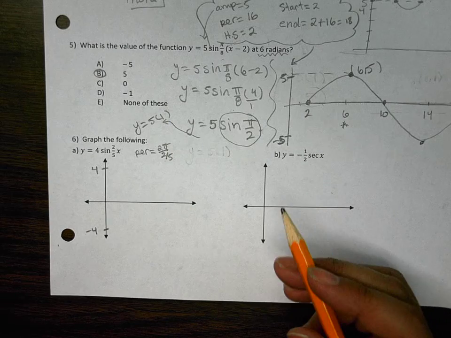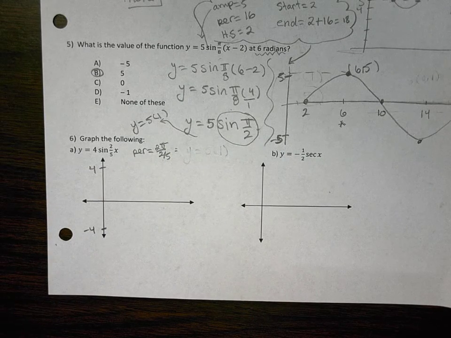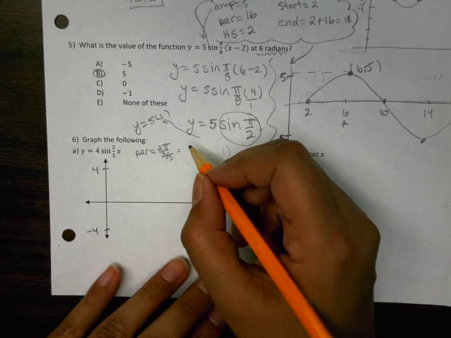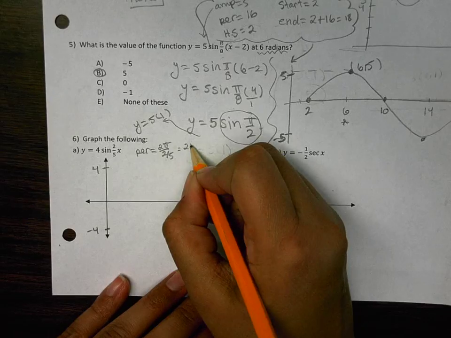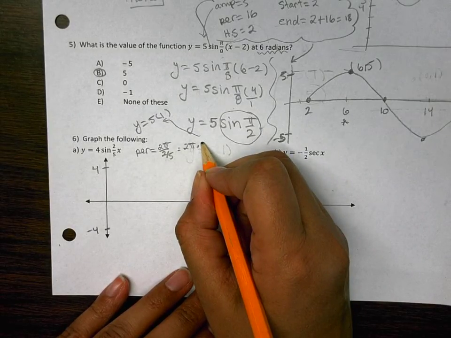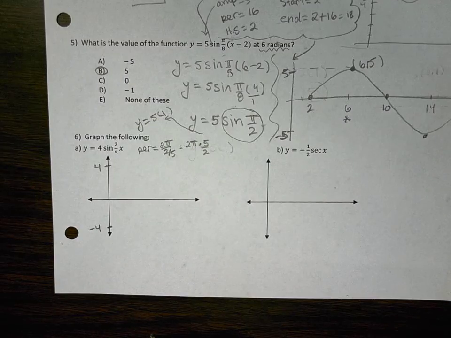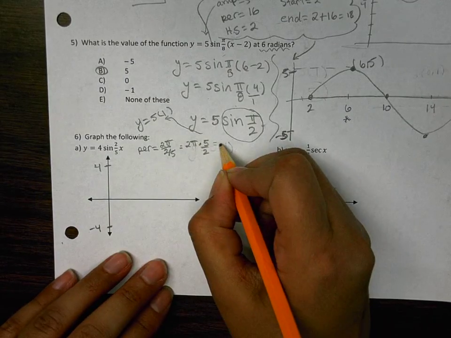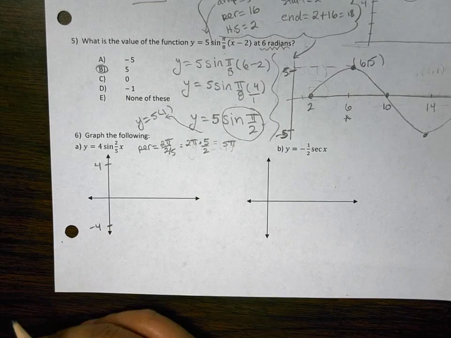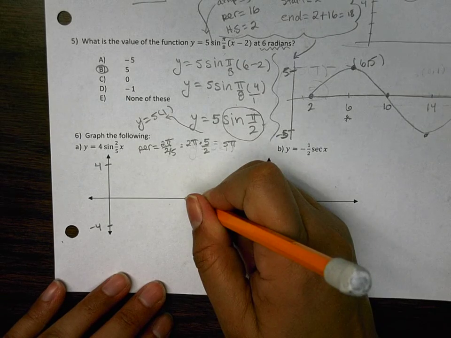Multiply by the reciprocal. No one knows? Good. All right, so she said it would be 10 pi over 2, which would just be what? 5 pi. All right, is there any vertical shift or horizontal shift? No. All right, 5 pi.